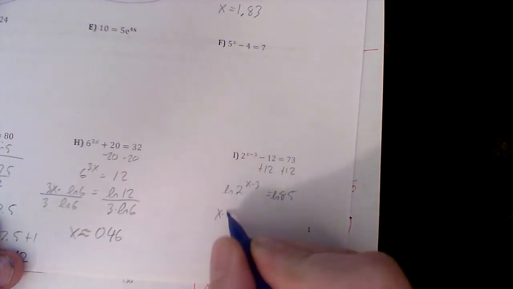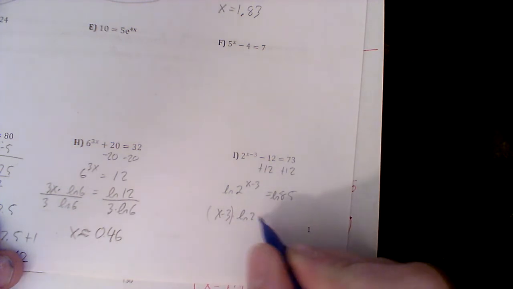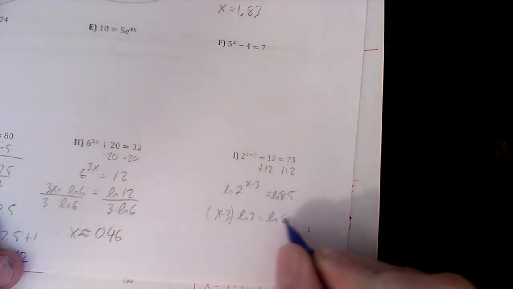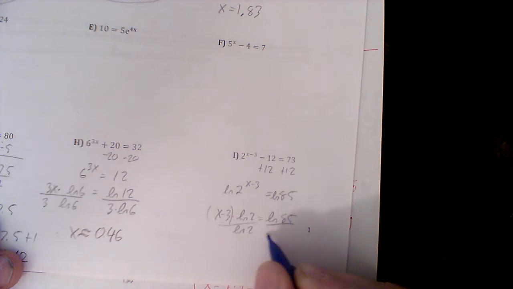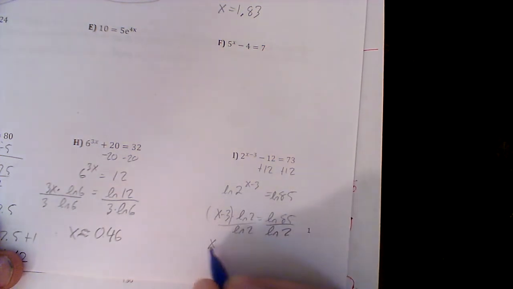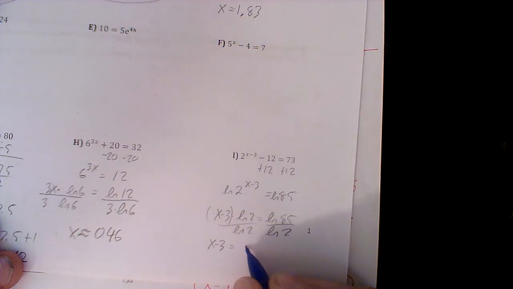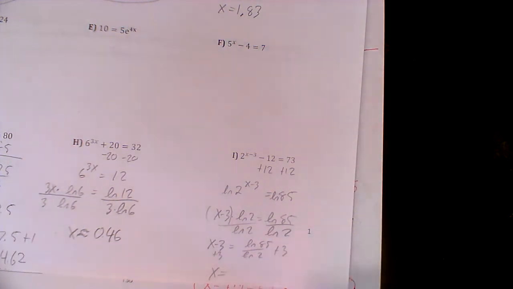So I've got x minus 3 times the natural log of 2, alright, equals the natural log of 85. We divide by the natural log of 2. And then we got x minus 3 equals, again, the natural log of 85 divided by the natural log of 2. You might as well just save it to the end and put it all in, right? And then we're going to add 3. Right? So we got this divided by this plus 3.